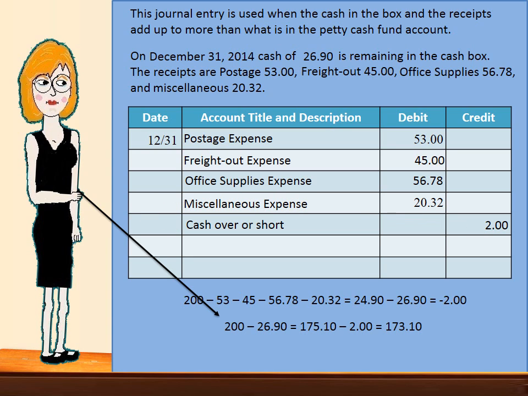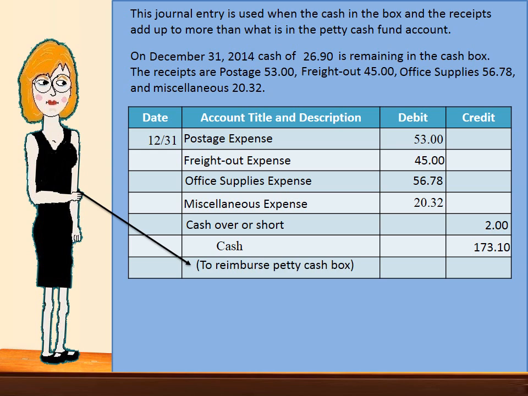You'll place that as a credit. And then, of course, you will subtract to figure the amount of money that you need in order to replace the $200. Of course, to reimburse petty cash box.